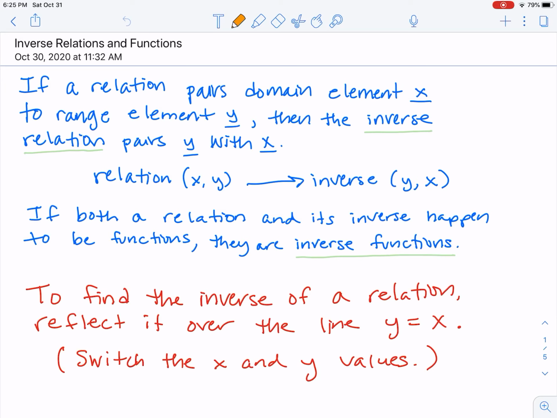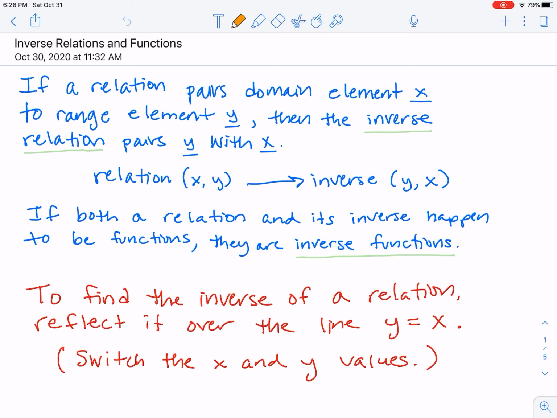Hey everybody, this video is going to talk about how to find the inverse of a relation or a function. One of the first things you have to do is understand the definition of an inverse. If you have a relation that pairs the domain element x to a range element y, then the inverse is going to pair y with x. In other words, here where we have the relation (x, y), the inverse is (y, x). That means your x and y values are going to switch. They're going to trade places.